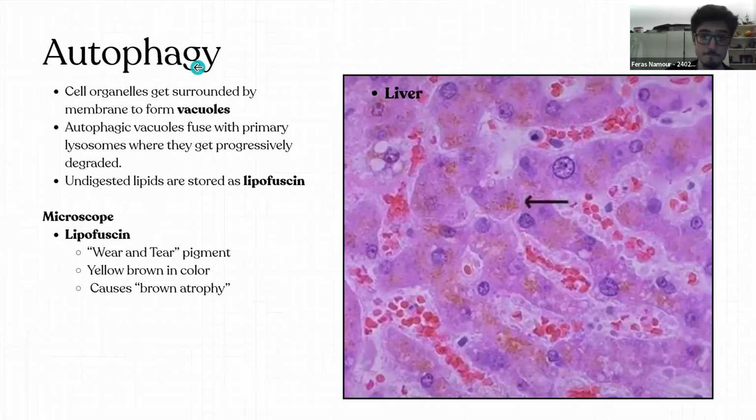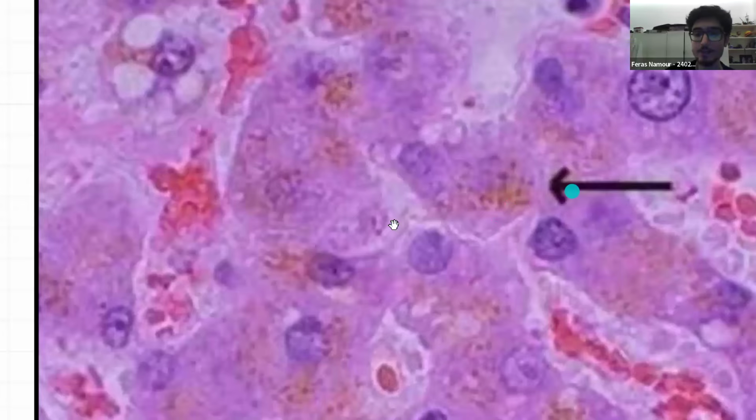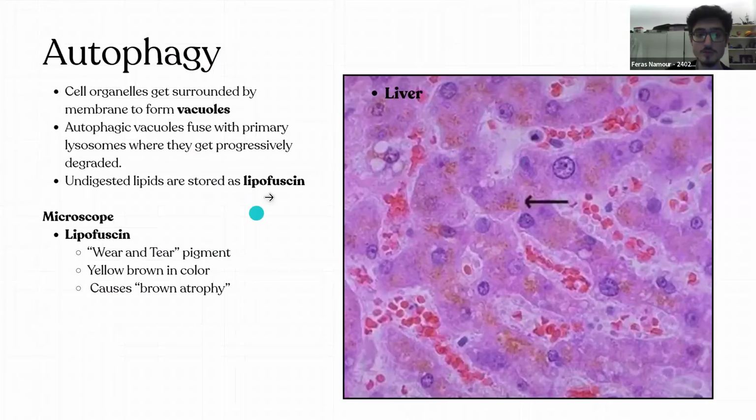Now we talked about autophagy, and it's essentially the cell killing itself, digesting itself. The way it works is you're going to have vacuoles fusing and gradual lysosomal degradation. And as autophagy happens due to atrophy, everything in the cell will digest itself except for some lipids, and it will deposit as lipofuscin. So lipofuscin is my wear and tear pigment, as they say.